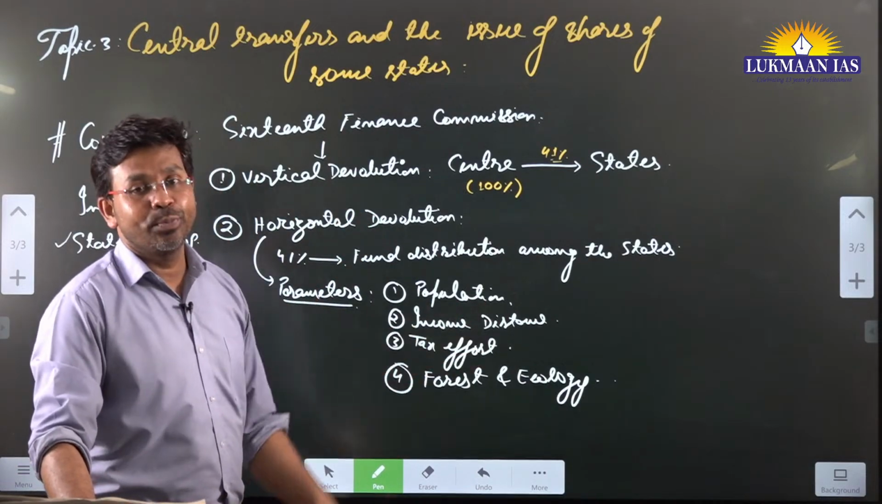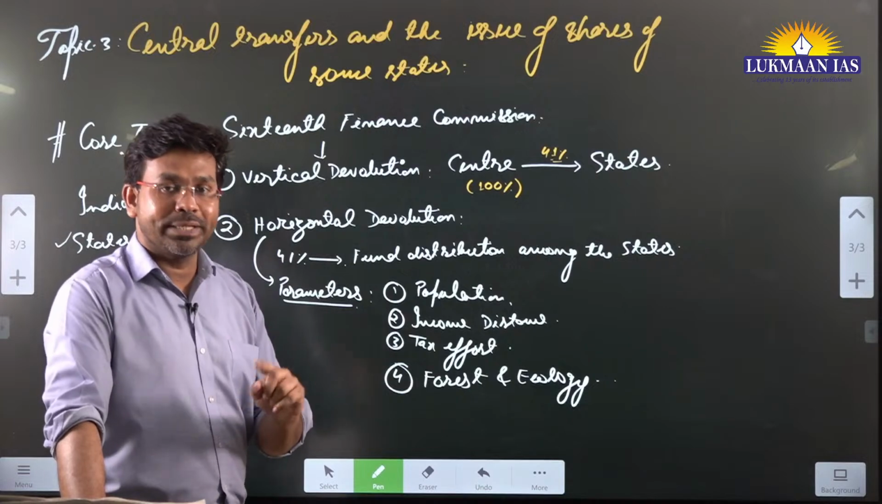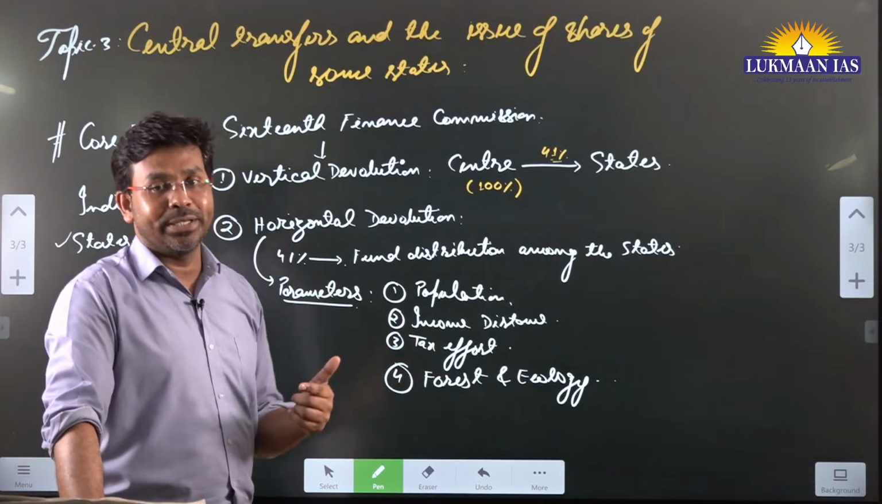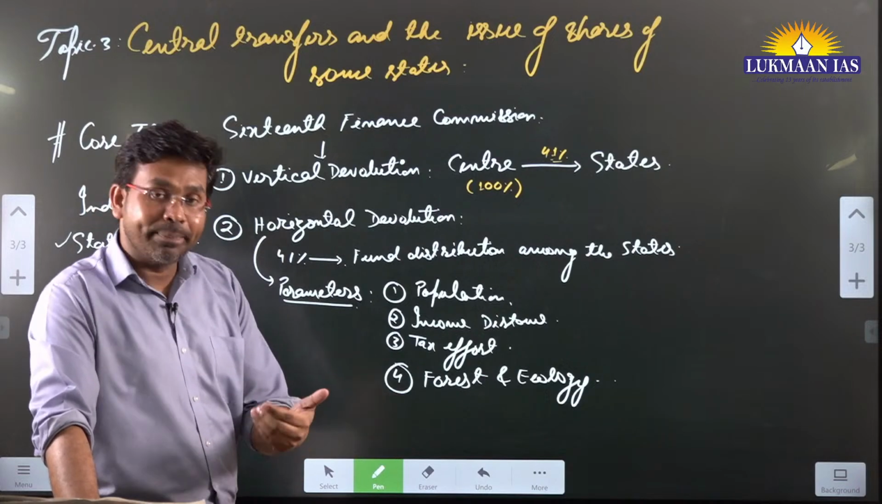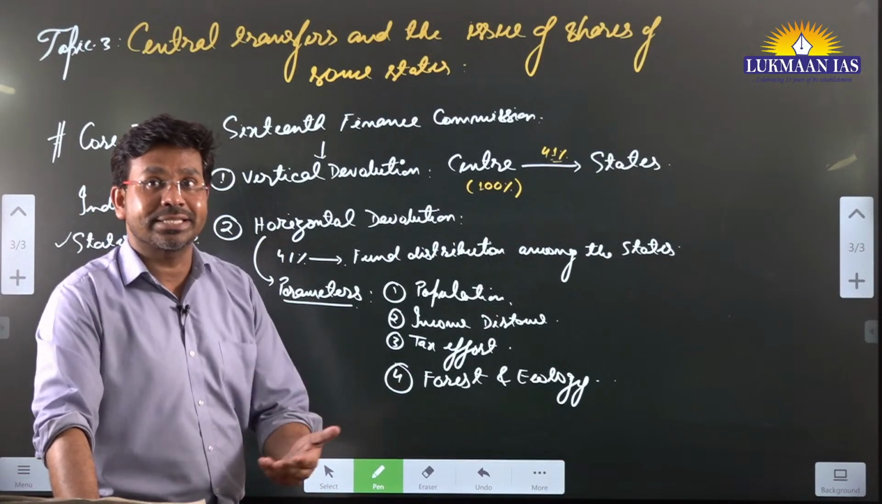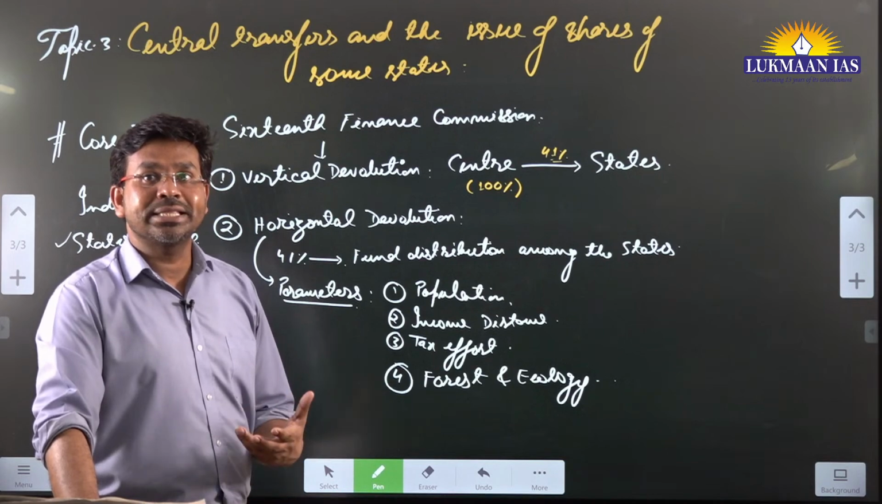This is the case with UP also. If UP is contributing 1 rupee, it is getting 1.6 rupees. And there are states, for example Karnataka, that for 1 rupee get maybe 40 paisa, 60 paisa out of it. They are getting less. Okay. So these are the things.